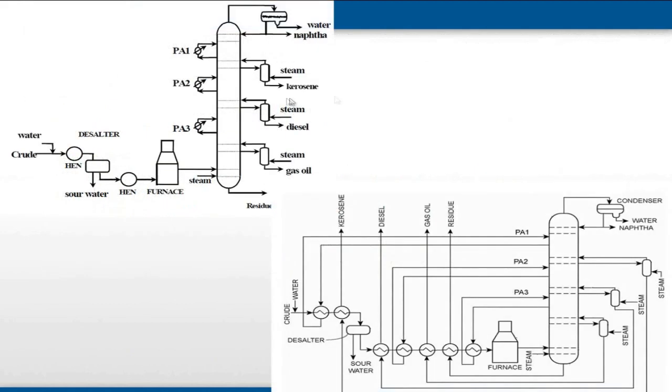Well, let me go back to things before the crude distillation column a little bit. Before the crude comes to the furnace, you will see PA, which stands for pump around. Some plants have it stand alone like this. Some plants do it in terms of heat exchanger trains.